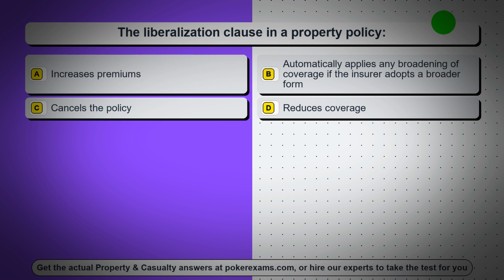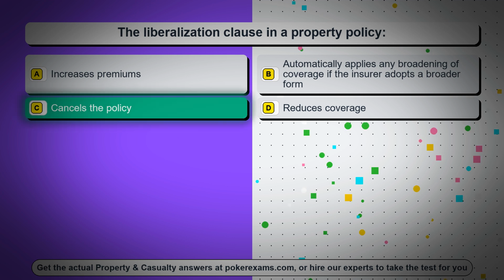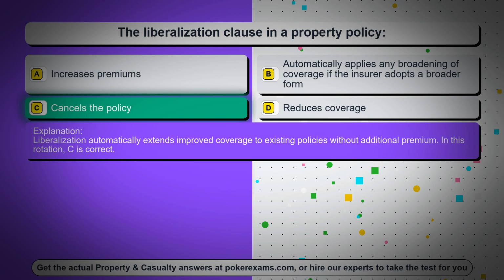Question 61. The liberalization clause in a property policy: Option A, increases premiums. Option B, automatically applies any broadening of coverage if the insurer adopts a broader form. Option C, cancels the policy. Option D, reduces coverage. The correct answer is option C, cancels the policy. Liberalization automatically extends improved coverage to existing policies without additional premium. In this rotation, C is correct.